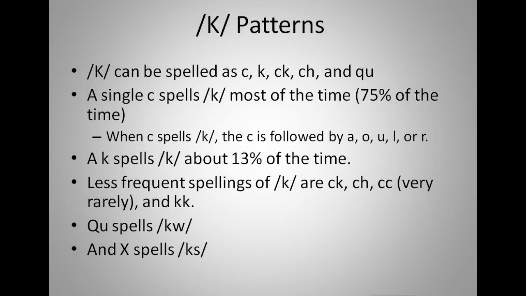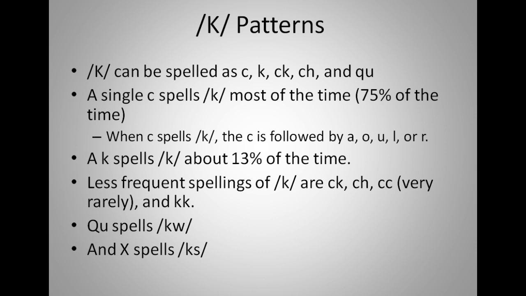The K sound can be spelled as C, K, CK, CH, and KU or QU. The single C spells the K sound most of the time, about 75%. And when C spells the K sound, the C is usually followed by A, O, U, L, or R.